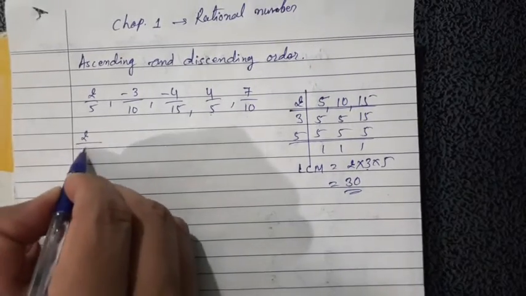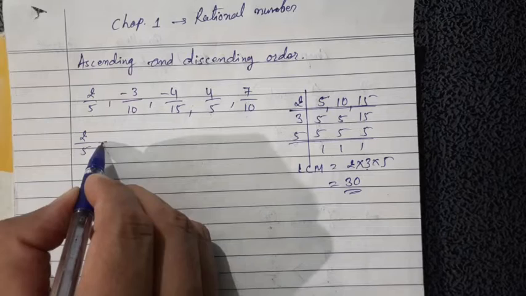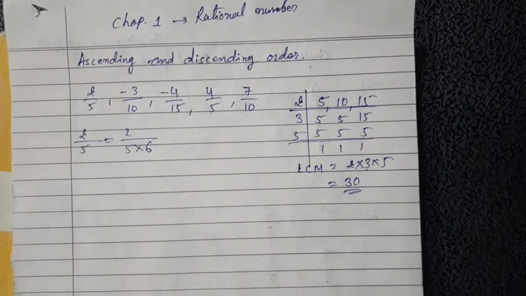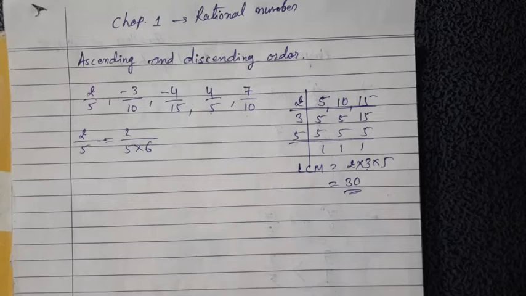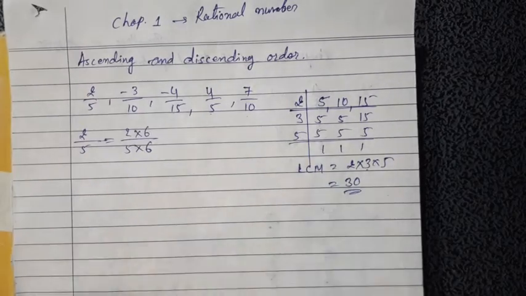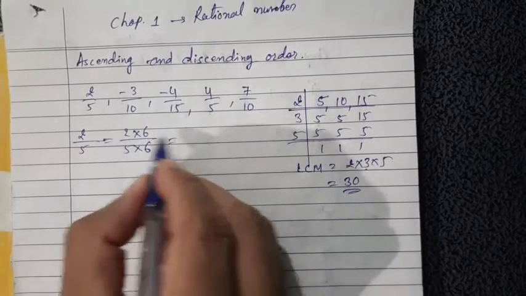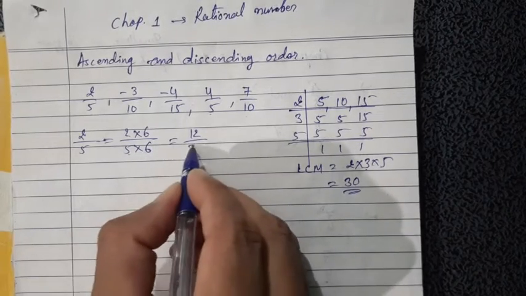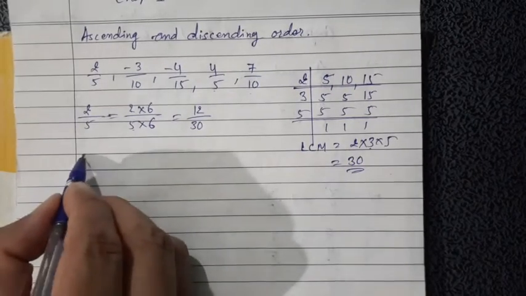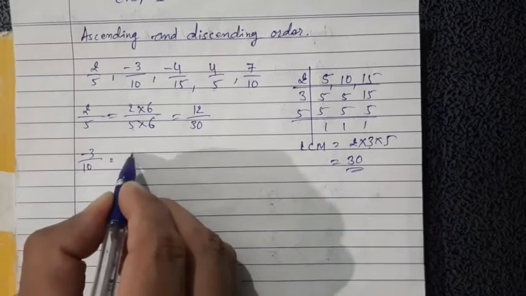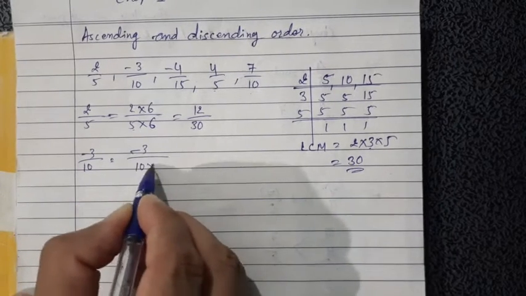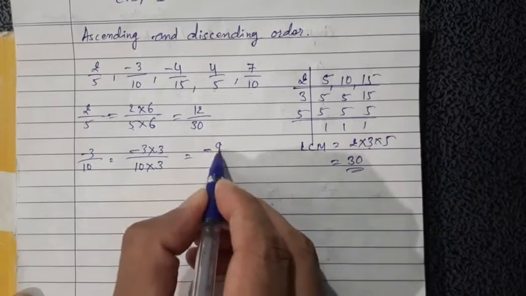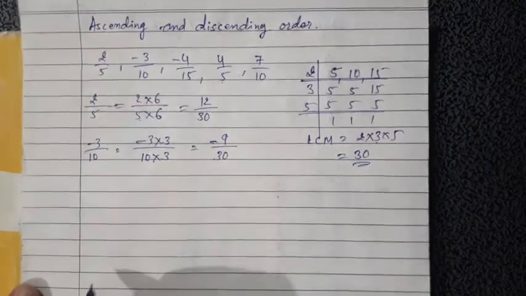So the first one, 2 upon 5. What to do? Multiply 2 upon 5 with 6 to get 30 as the denominator. Same here, multiply the numerator also by 6. 6 2s are 12 upon 5 6s are 30. Minus 3 upon 10. Same here, minus 3 upon 10. 10 3s are 30, same here 3. Now minus 3 3s are minus 9 upon 30.